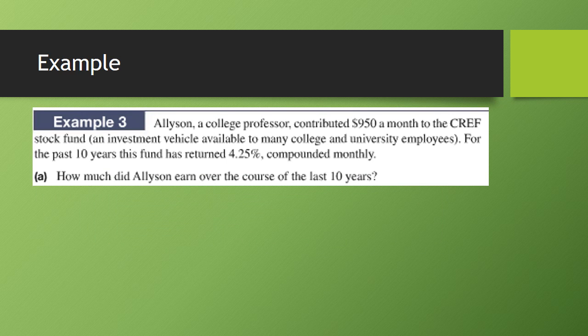Let's try another example. We have Allison, who's a college professor, and she is contributing $950 a month to the CREF stock fund, and it tells you that's an investment vehicle that college and university employees have available. For the past 10 years, this fund has earned 4.25% compounded monthly. The first question is, how much did she earn over the last 10 years? Use your formula, pause the recording, try it, and resume the recording to check your answer.